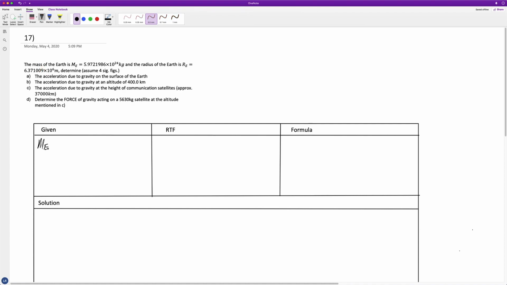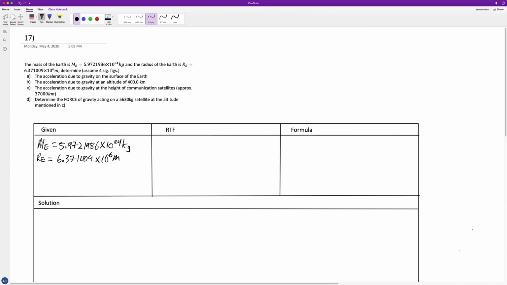So given, mass of the Earth is 5.9721986 times 10 to the 24 kilos. Radius of the Earth is equal to 6.371009 times 10 to the 6 meters. And let's see what other information we're working with. So let's take a look at parts A through D to see if there's any other information.